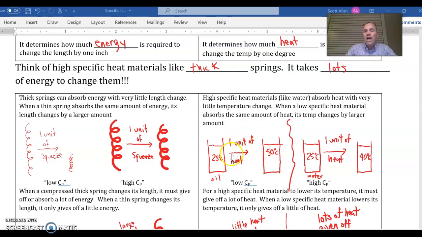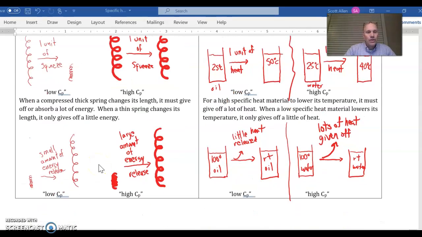If you take away 1 unit worth of heat from the oil, its temperature would go down by a lot. If you take away 1 unit of heat from the water, its temperature would go down, but not quite as much as for the oil. All right. So there's another property of specific heat that you can use the springs to describe. All right, and that is to think about this.